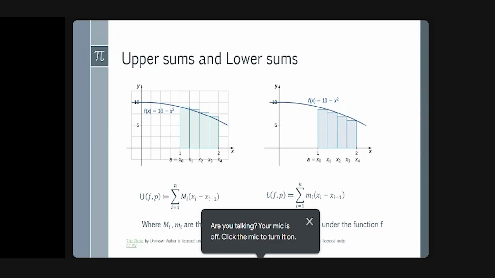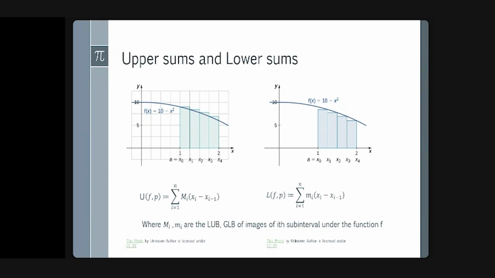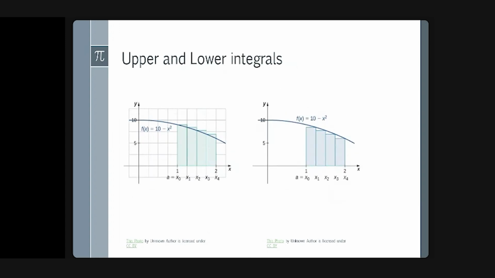Now, since I can have many such partitions, right? In [1, 2], I can have infinitely many such partitions. That means infinitely many candidates for my approximation, for my area, right? But that's too many. I want to take the best one, right? That takes us to upper and lower integrals. So out of all those partitions, out of all those upper and lower sums, I want to choose the best one.